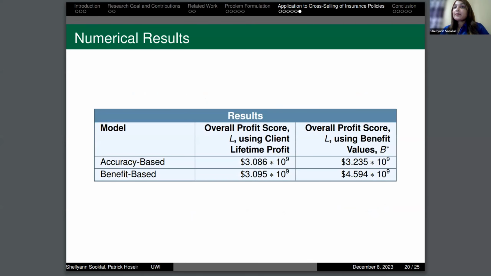The table shows the comparison of the results of the accuracy-based decision tree and our benefit-based decision tree. When we look at the profit scores using both the client lifetime profits and the benefit values, we see that our proposed model achieved much higher profits than the accuracy-based model. There was an increase of 6 million for client lifetime profits and 1.3 billion using the benefit values. Just a point to note, this result is just a subset of the clients in 2022. But if we use all the individual clients and all commercial clients, then this number would be much higher.